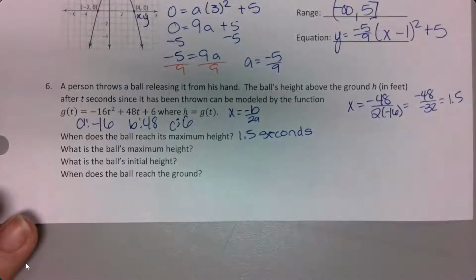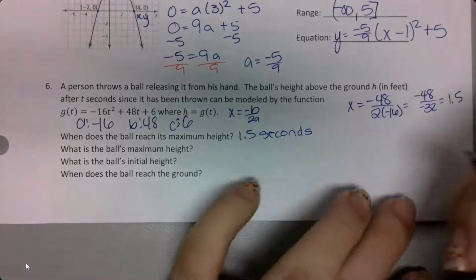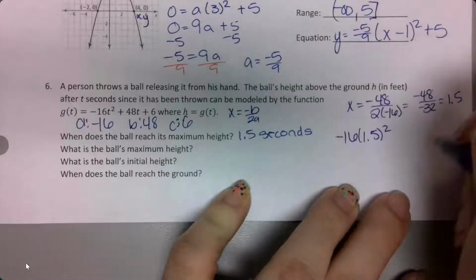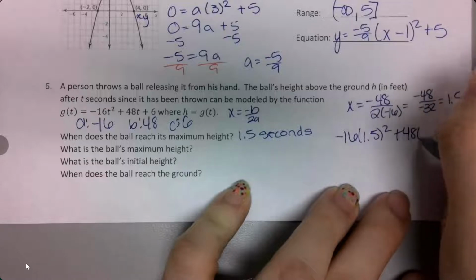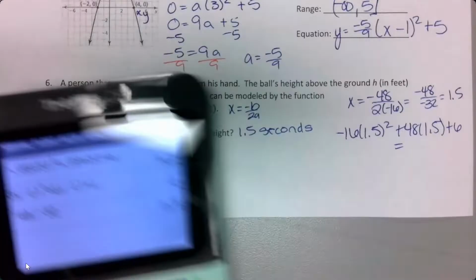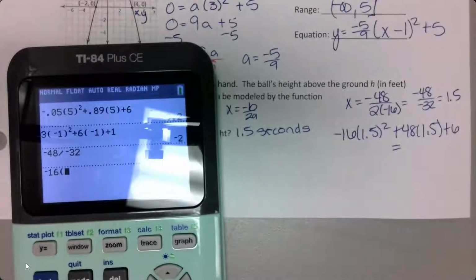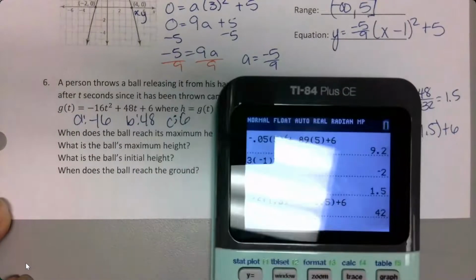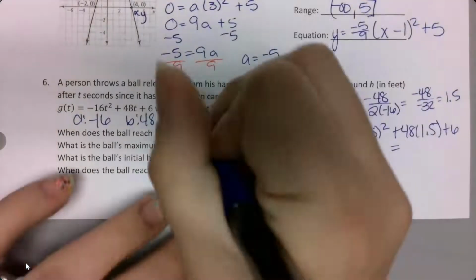What is the ball's maximum height? I want to plug back in. So I have negative 16 times 1.5 squared plus 48 times 1.5 plus 6. Which gets me, oops, that's on the light, 42. So that is in feet.